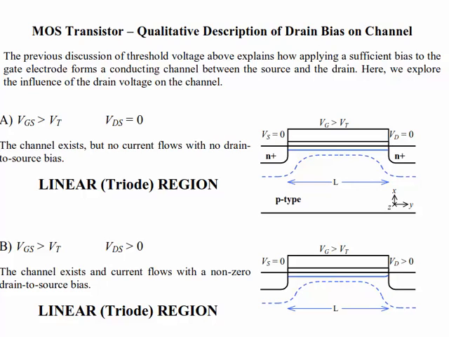This video picks up where the previous discussion about the MOS threshold voltage concluded. We assume that we know how to determine the MOS threshold voltage, and this video examines how the resulting channel responds to changes in gate-to-source and drain-to-source voltages. So, we consider four cases: A, B, C, and D.